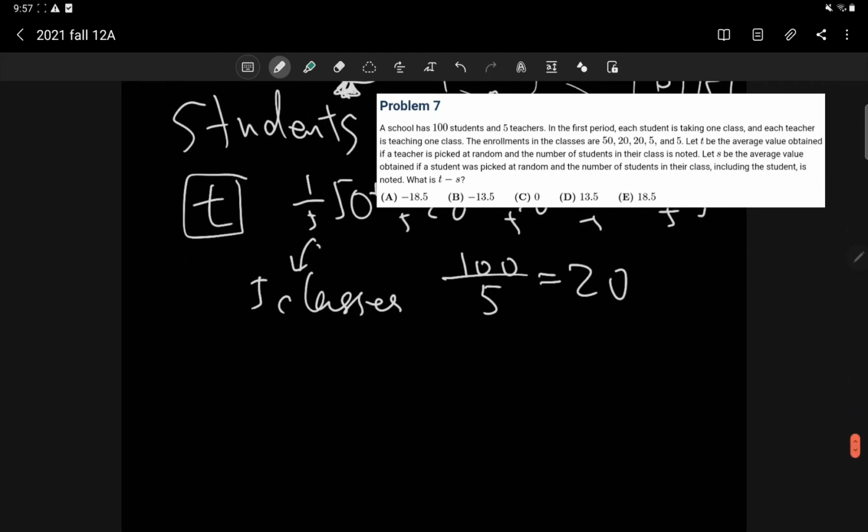Okay, now let's move on to S. For S, the average value obtained if a student is picked at random and the number of students in their class, including the student, is noted. So if we randomly pick a student, think about it in this way.